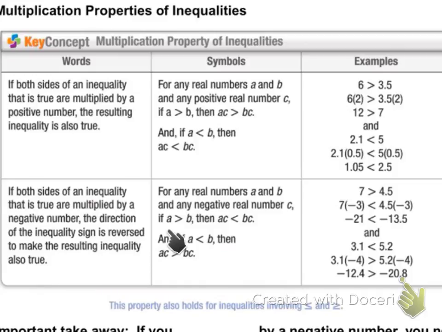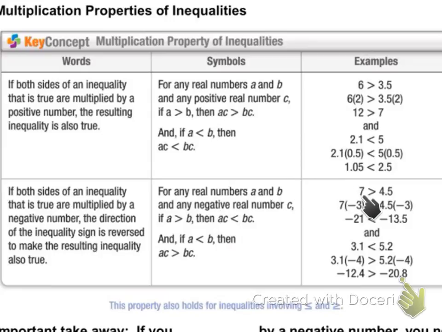So if you are going to multiply by a negative number, in this case, you still have A is greater than B, but now you have a negative C value that you're multiplying both sides by. In this case, A times C is now less than B times C. And vice versa, when A is less than B, if you multiply it by a negative value C, it flips the sign to say greater than.